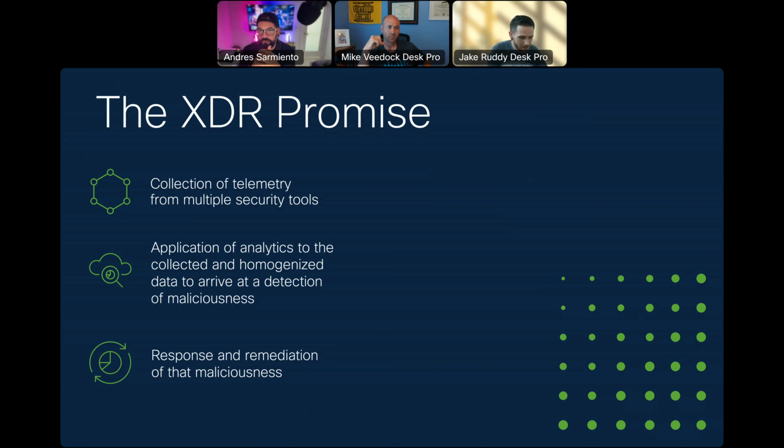Final piece, probably one of the most important pieces here, is the R component of XDR, response and remediation of that maliciousness. It's great that I can pull in all this telemetry. It's great that I can correlate it and it cleans it up and trims out the noise for me, but I need to be able to do something with it. I need to be able to take some type of action. I need to respond to these incidents and these detections as these alerts come in.